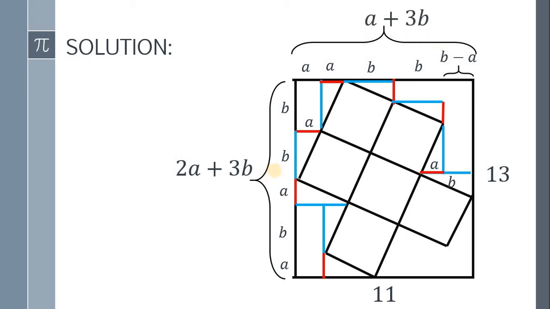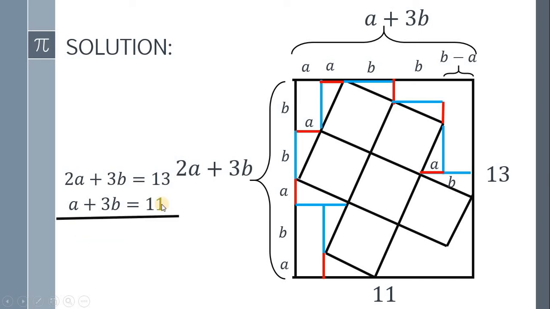In this part, we will have two equations. We have 2A plus 3B is equal to 13 and the other one is A plus 3B is equal to 11. Now, we will use the elimination method to solve for the values of A and B. Subtract the two equations to cancel out 3B and we will now have 2A minus A and 13 minus 11. It follows that A is equal to 2. Now, substitute the value of A to one of the equations and we get B is equal to 3.